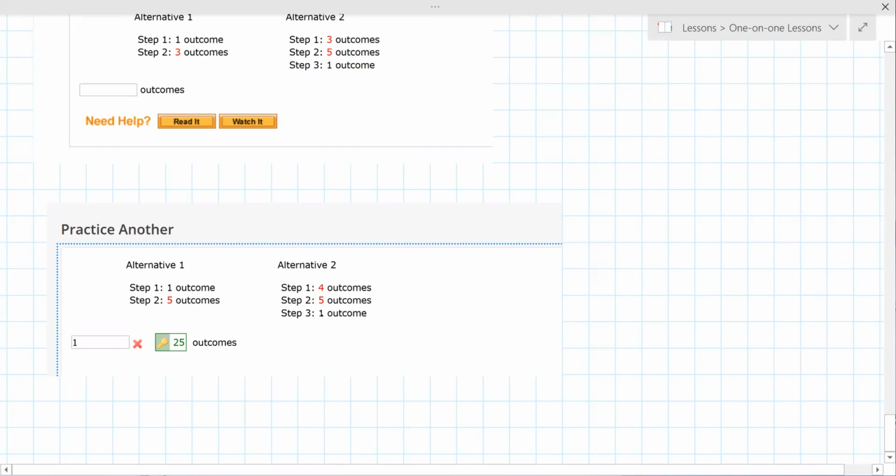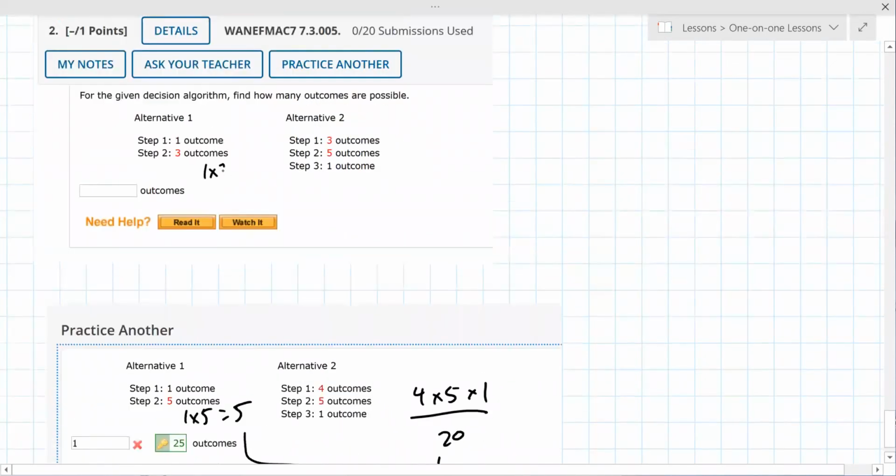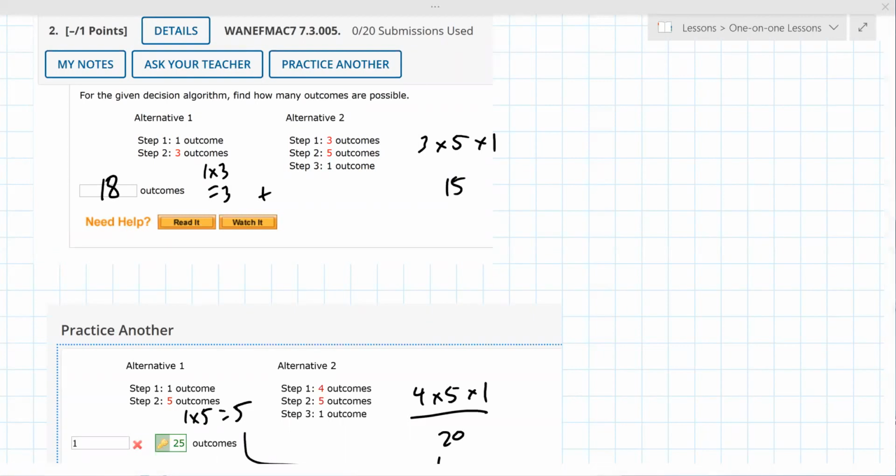That's weird. It's like, well, okay, maybe it's 4 times 5 times 1. That's this one. That's 20. And then 1 times 5 gives you 5, and then you add these together. Yeah. So for yours, that would be 1 times 3, that's 3, plus 3 times 5 times 1, that's 15. So that gives you 18 outcomes. Definitely would have to have seen that to have any idea that's what it wanted you to do. That is correct.